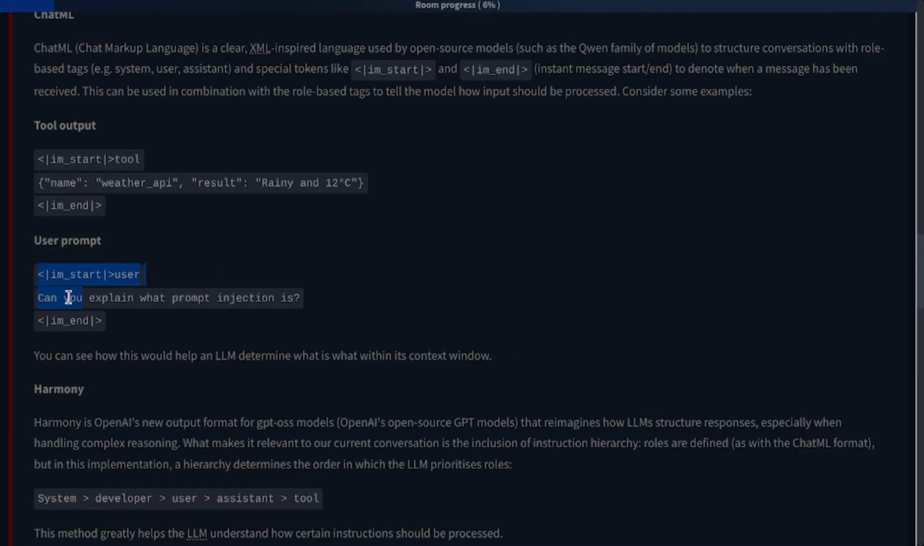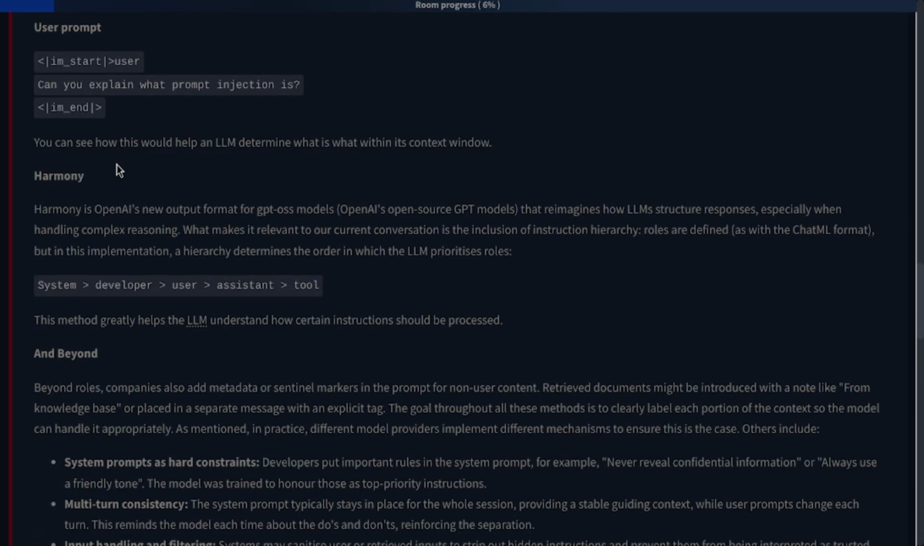So, for example, the user prompts, can you explain what prompt injection is, and the model gives this the user role tag, with IM start message and IM end message. Then there is another query being given by another user who wants to know what the weather is, and so the tool being used here should have the tool tag so it doesn't get confused.